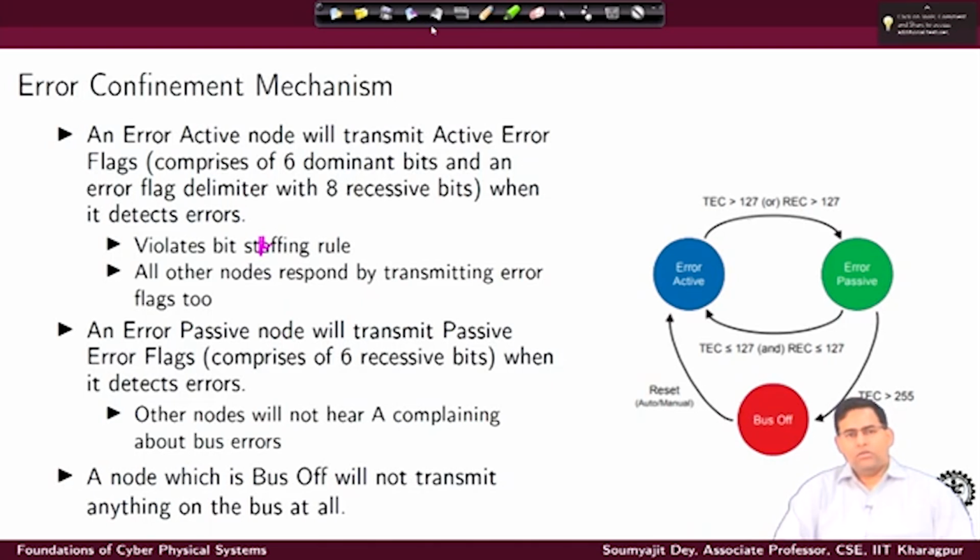But once the TEC goes beyond 255, then I am in the bus off mode. Then I am not allowed to transmit anything on the bus at all. That is the bus off mode, where I am temporarily taken out of the network. That means I am ignored by all the other CAN nodes in the system.